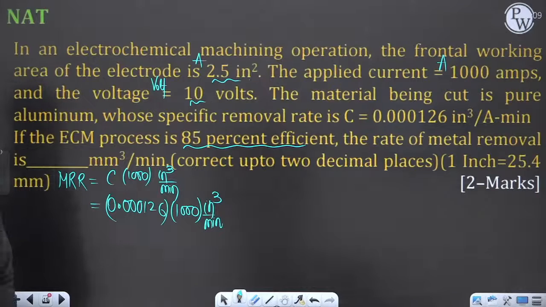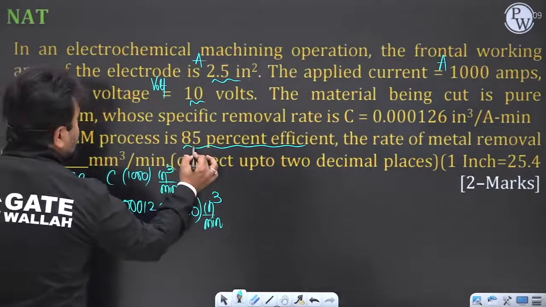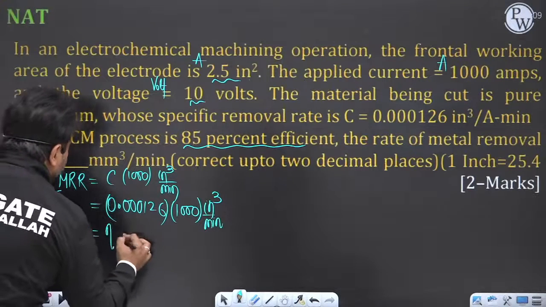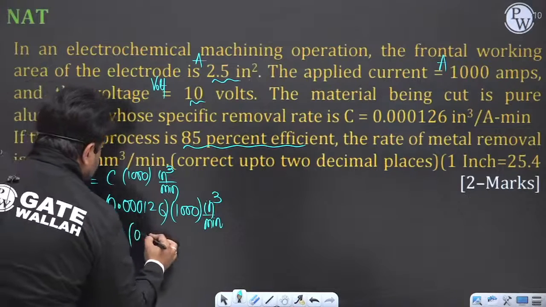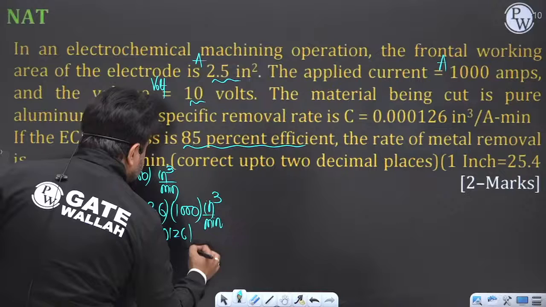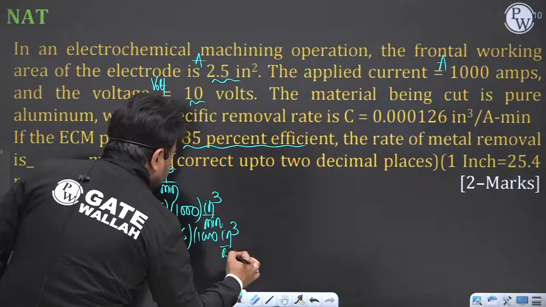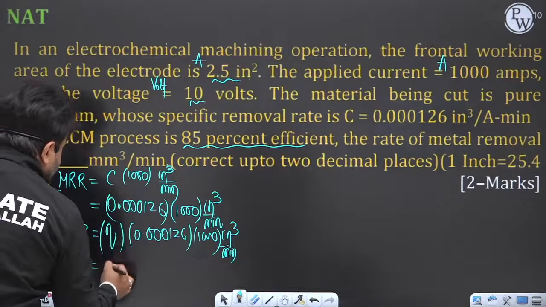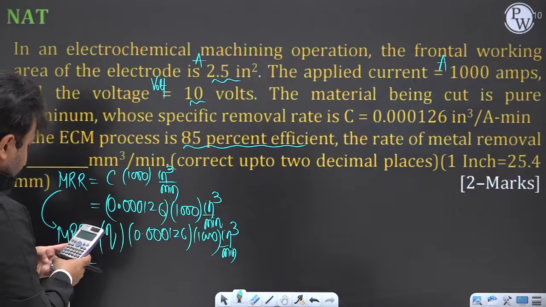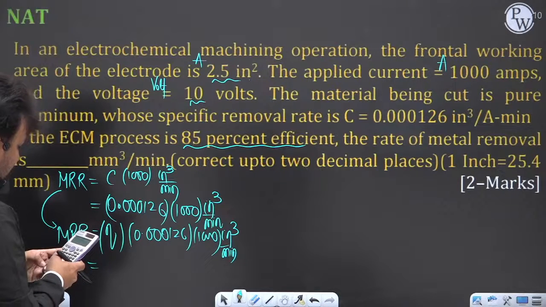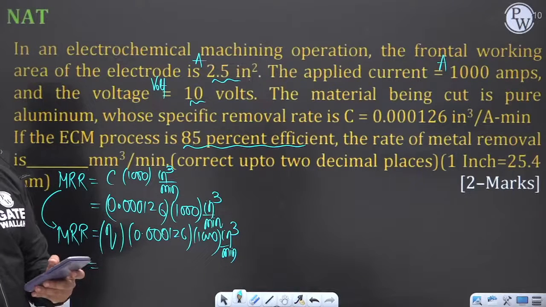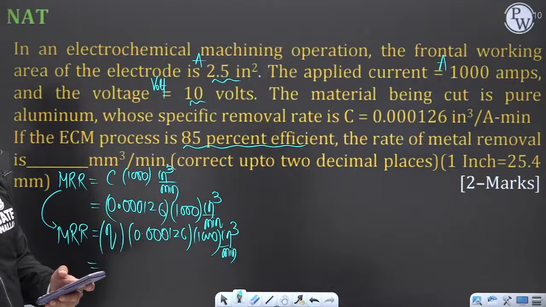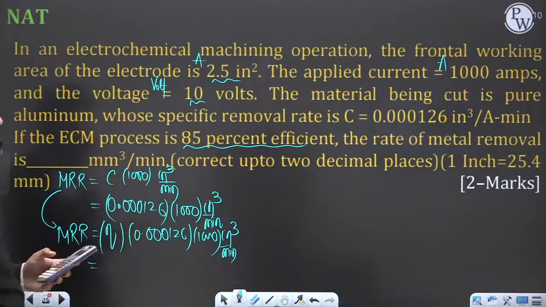Here the efficiency is also given, 85%. So the effective material removal rate is the efficiency, 0.85, times 0.0000126 times 1000 inch cube per minute.